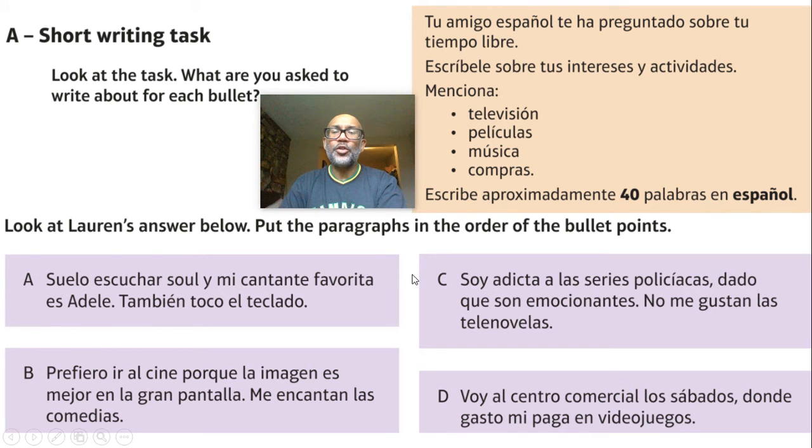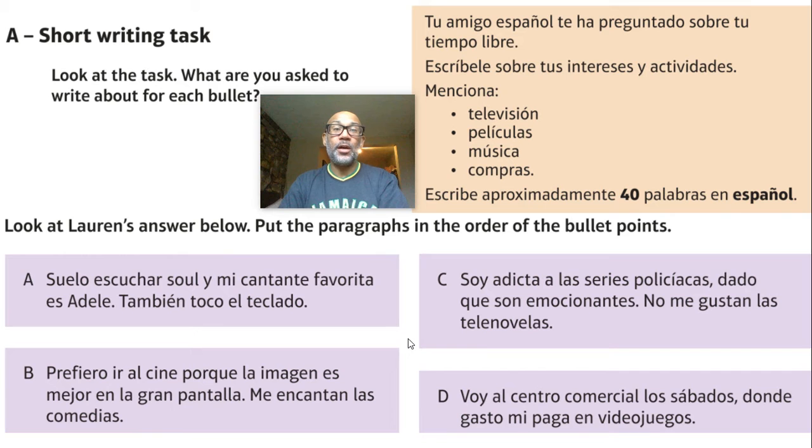Okay, which of these refers to music, música? Let's have a look through. I think hopefully we will have spotted words like escuchar, to listen, and even types of music, soul, Adele. That should be a big clue there. So A matches up with music, and the final bullet point, shopping, compras. Which one? Of course, it's going to be D, where we've got reference to things we could buy, like videojuegos, and places where you could shop. Centro comercial, shopping centre.